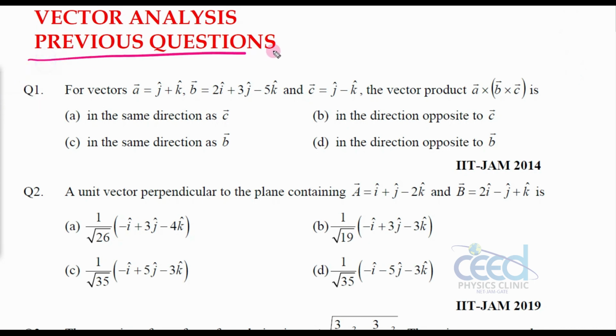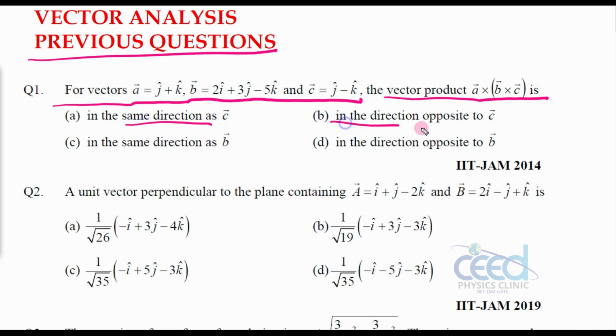Alright, so let us start with a question. Vectors A, B, and C are given. The vector product A cross B cross C is, we have four options given here, and in order to analyze its nature, we have to calculate this first, right?